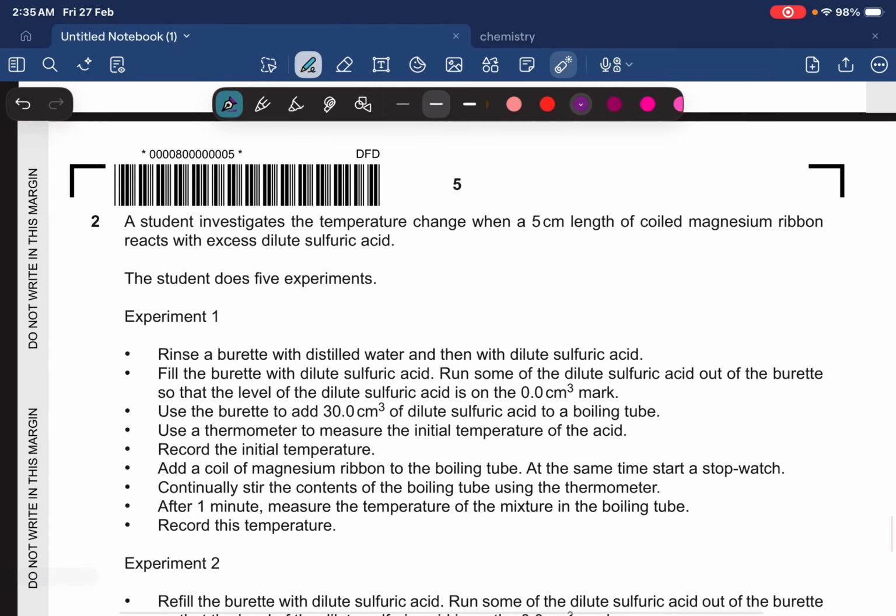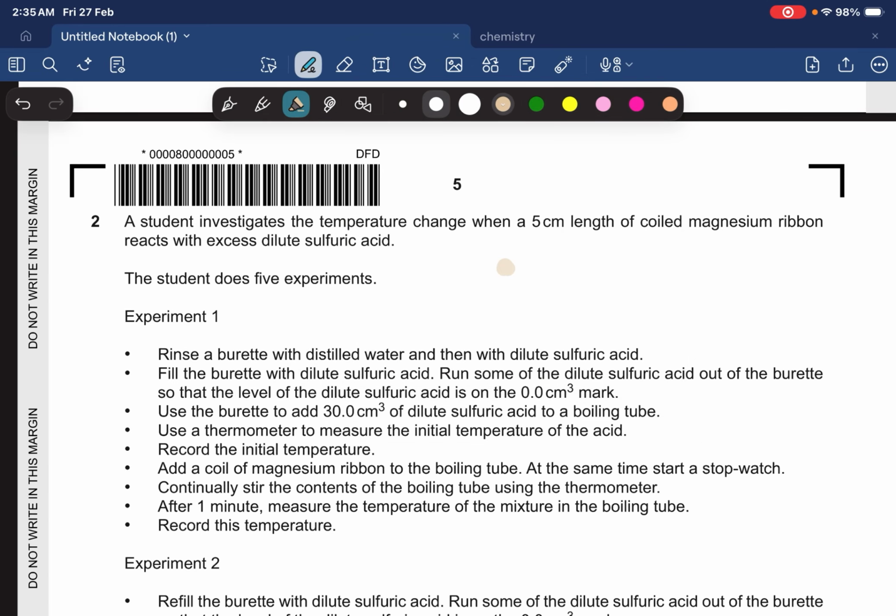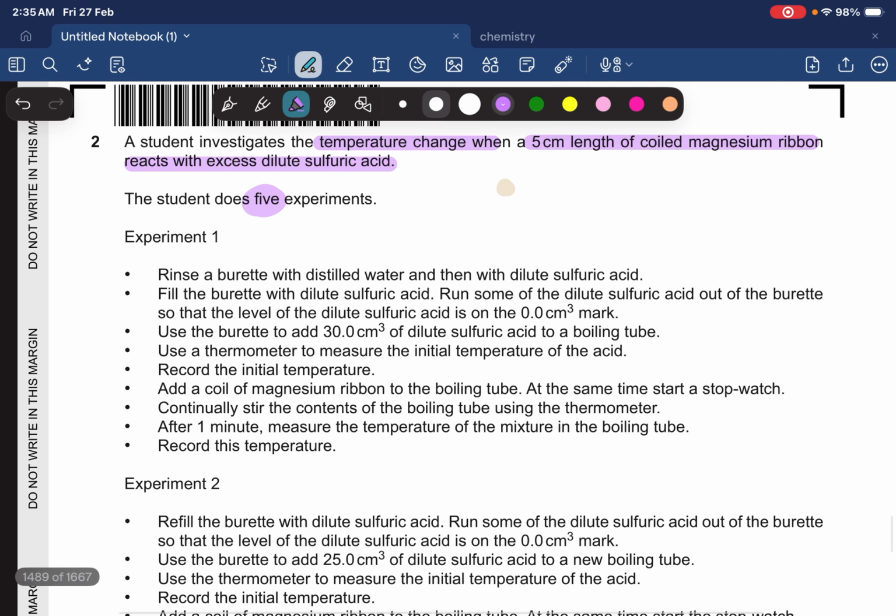A student investigates the temperature change. So when you're reading this, you should highlight all the important stuff that's going to come. Investigates the temperature change when a 5 cm length of a coiled magnesium ribbon reacts with excess dilute acid. The student does 5 experiments, so he's going to vary one thing and do the experiment.